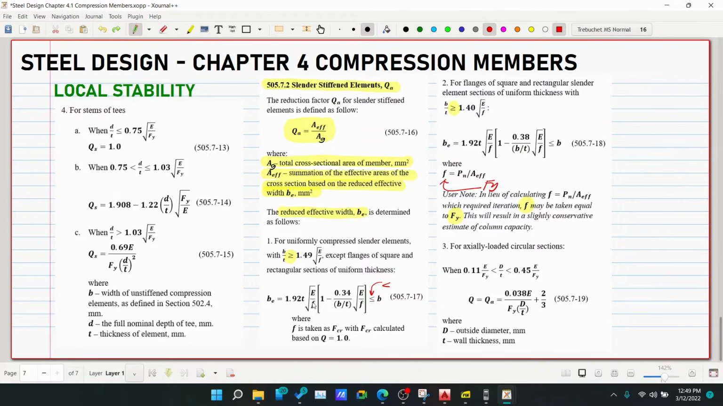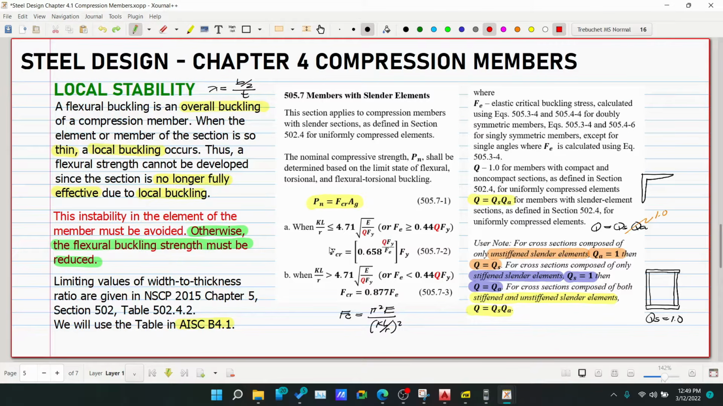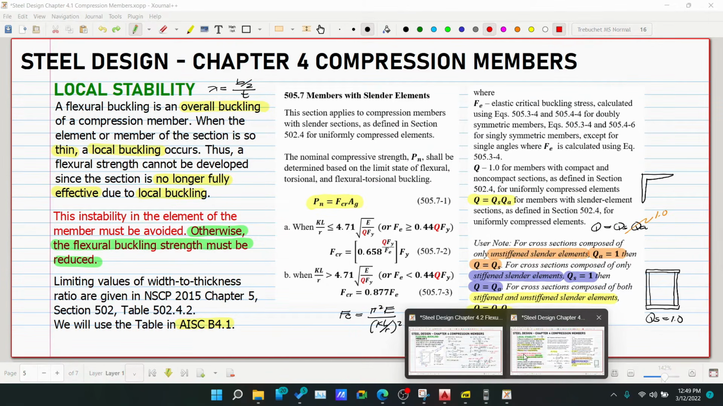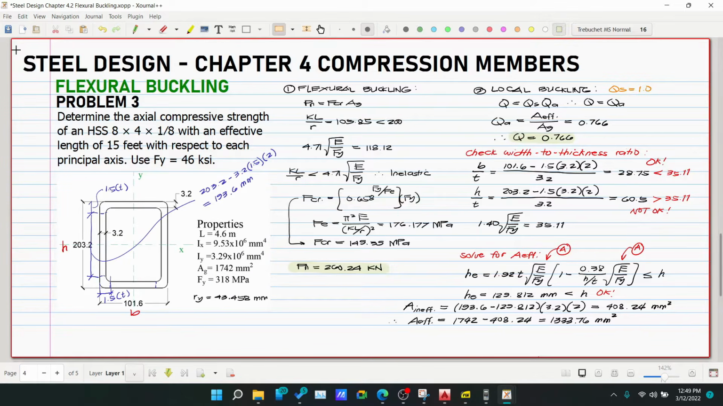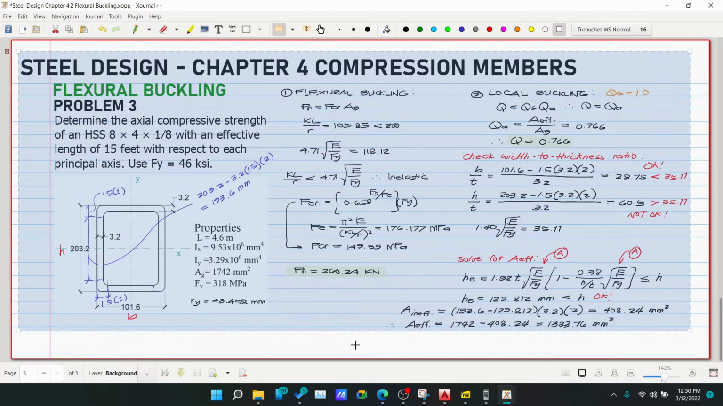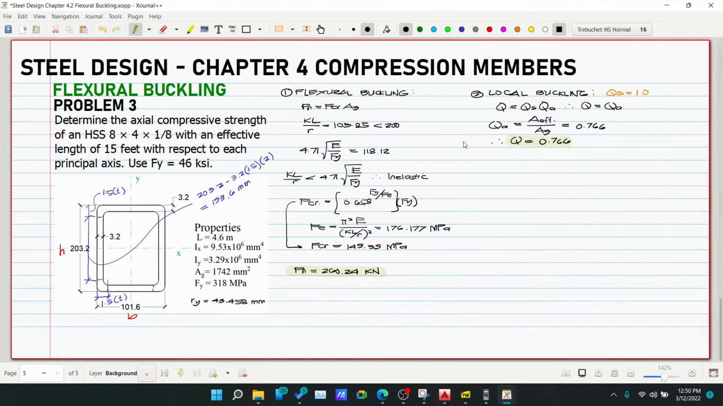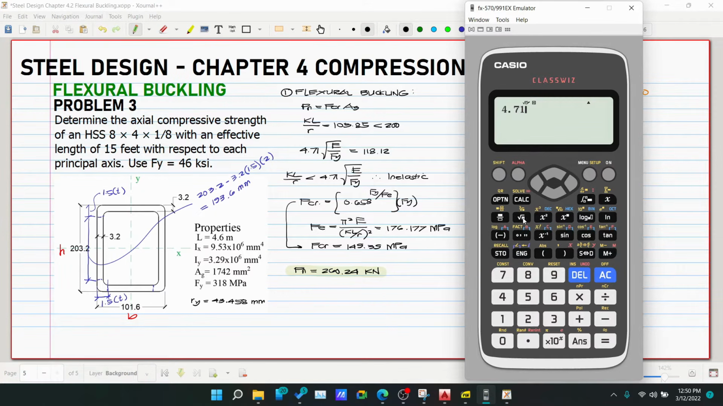Okay, balik natin yung code natin. So sa local stability. Okay. Gagamitin natin yung Q sa lahat ng Fy. Okay. So magbabago yung ating limit ng 4.71. Mag-page number 2 tayo. Copy natin lahat to. Okay, then yung ating Q is 0.766. So, tanggalin natin to. Pati ito. So, yung limit natin, papalitan, yung 4.71 square root of E over Q Fy. Okay, so 4.71 square root of E over Q, 0.766 of Fy.